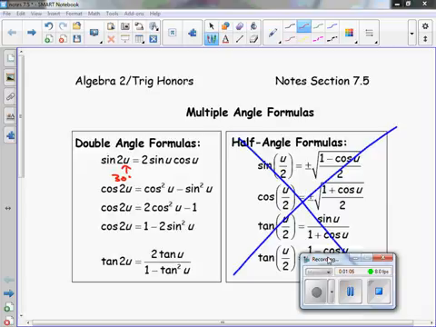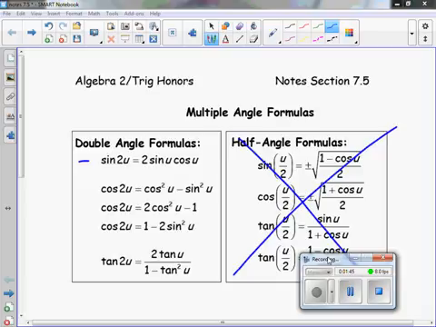If we did 2 times the sine of 30 times the cosine of 30, we would also get the square root of 3 over 2, because the sine of 30 is a half and the cosine of 30 is root 3 over 2. The 2 and the 1/2 would cancel out, just leaving you with root 3 over 2. So that's a quick verification of the double angle formula for sine, and that would continue all the way through for the double angle formulas for cosine and tangent. So the sine of 2u is equivalent to 2 times the sine of u times the cosine of u.